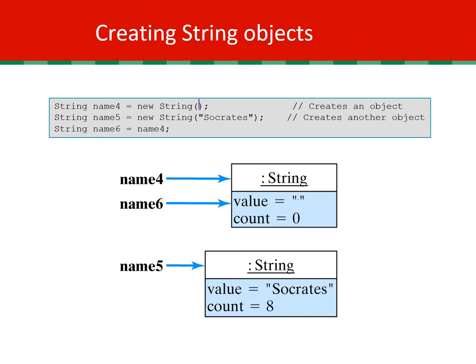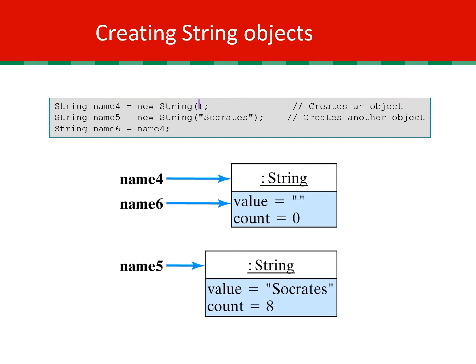Then the second line says string name 5 equal to new string Socrates. So what happened is there is a variable called name 5 having an address of the location of a new object string with the value of Socrates, and the count is 8. Okay, 8 characters there, and then it comes with a method, but it does not show here.